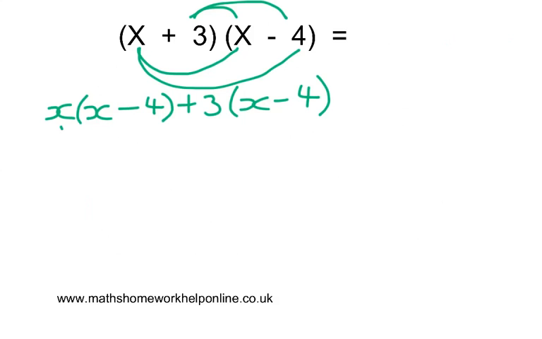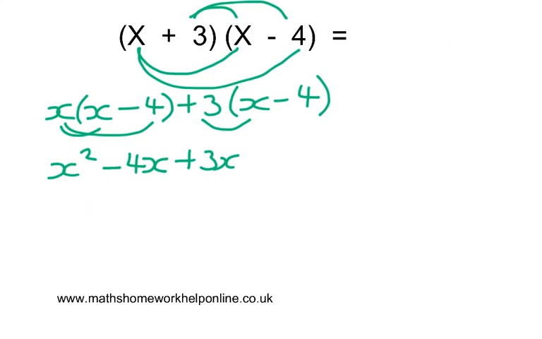So x times x is x squared, minus x times 4 is 4x, and then we've got 3 times x, which is plus 3x, and then we've got 3 times minus 4, so that will be minus 12. And then tidy it up a bit, so collect any like terms together.